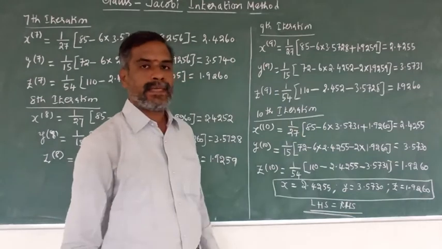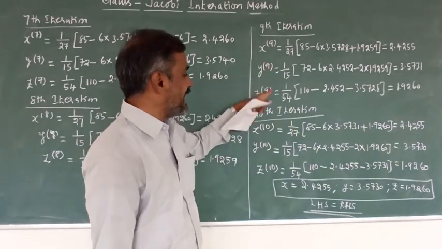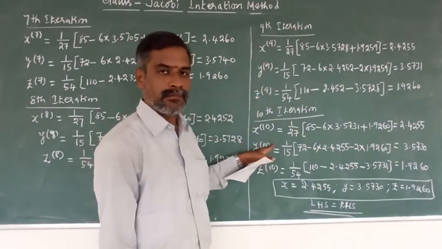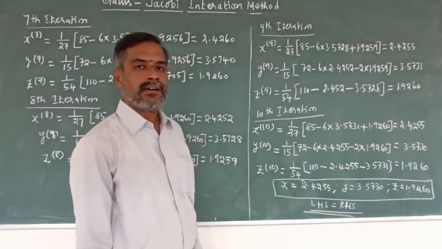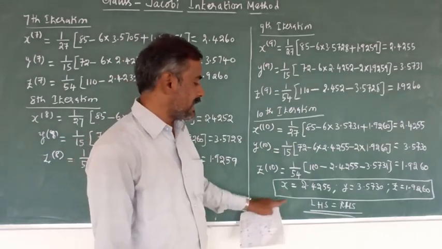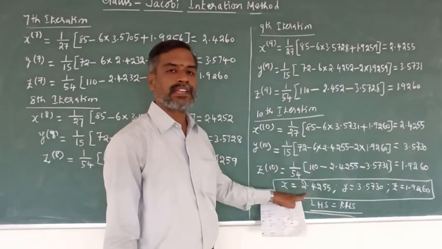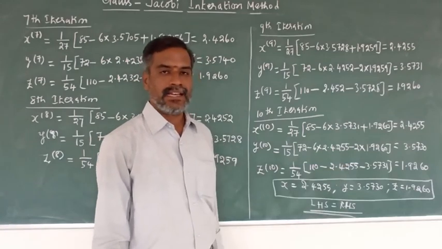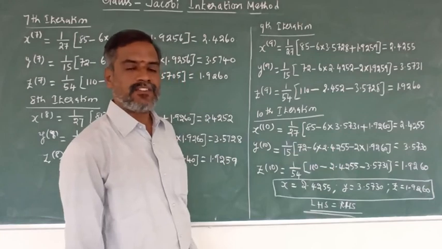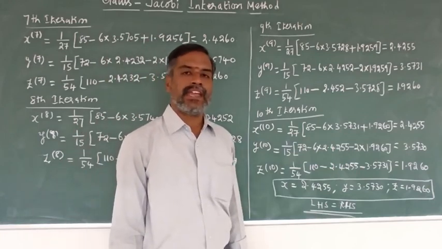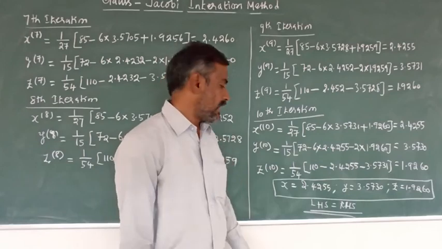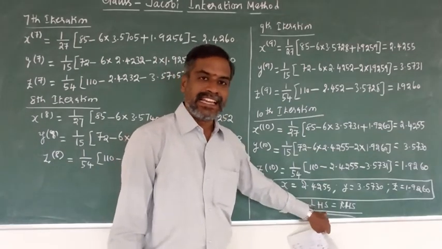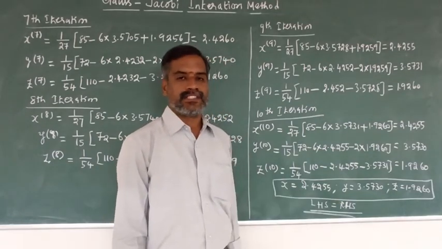Okay? Thank you. If both iteration results are the same, now we can stop the process and write the value of X, Y, Z. And the X, Y, Z values we can substitute in any one of the given three linear equations to check that LHS is equal to RHS. That's all.